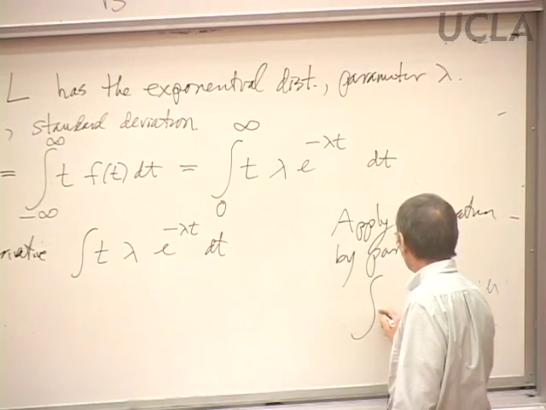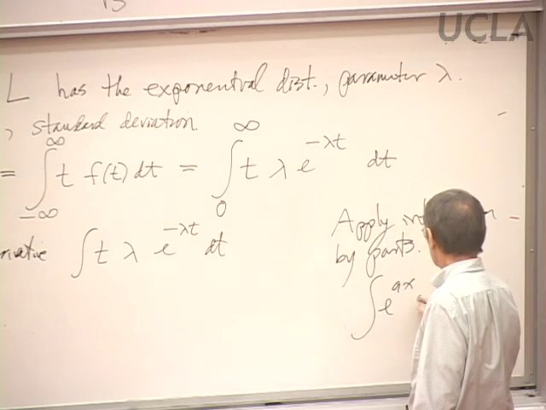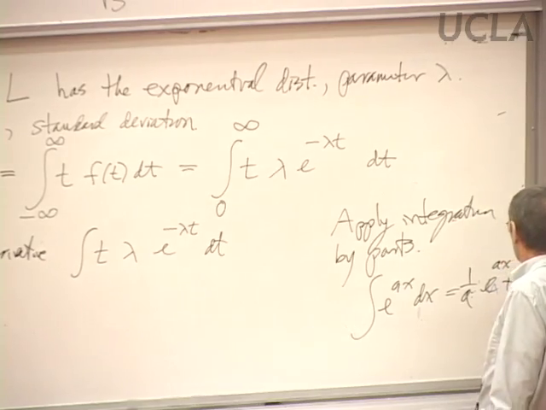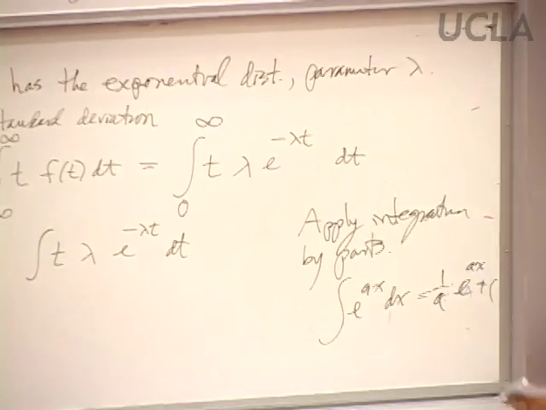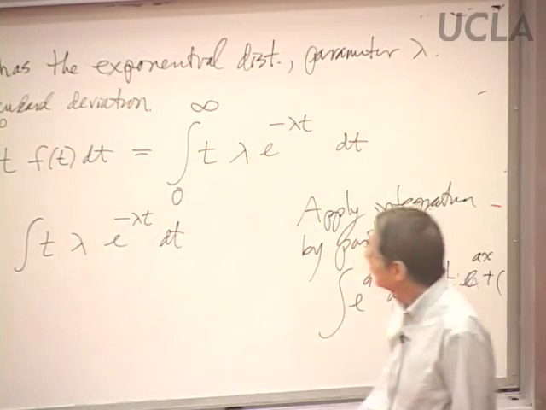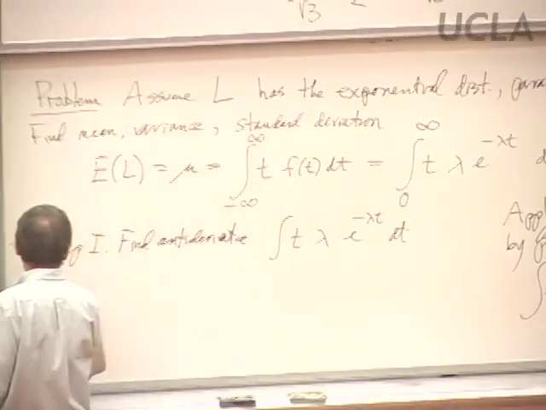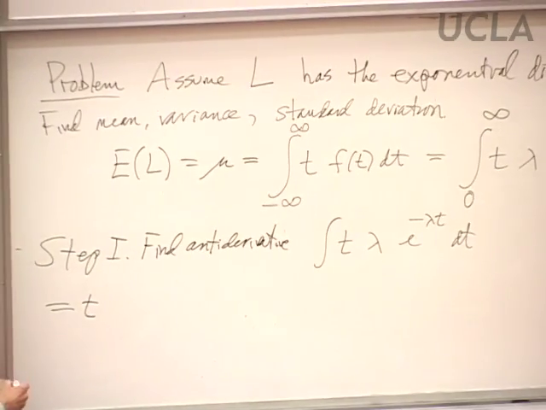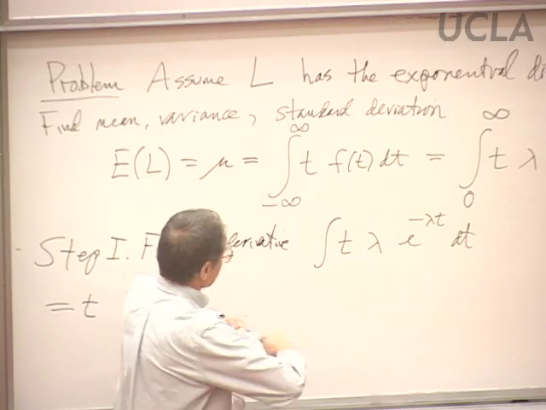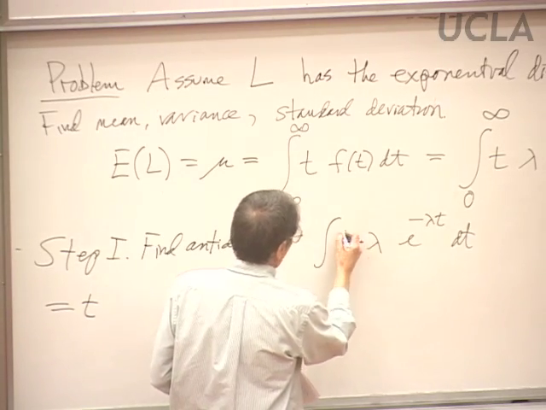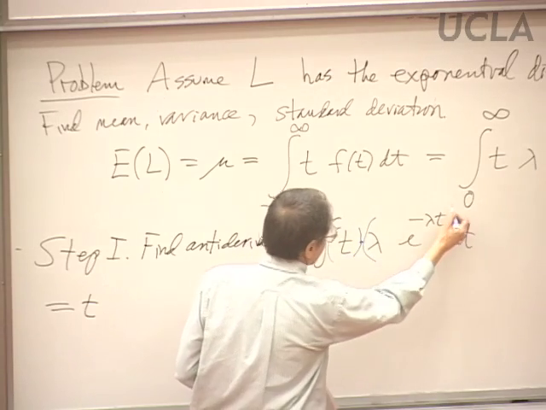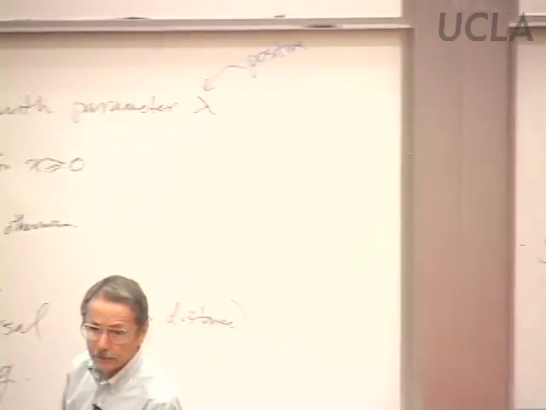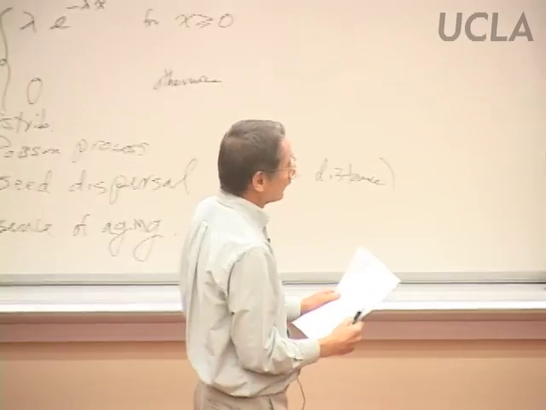Okay, so we know an antiderivative for e to the ax: 1 over a e to the ax plus c. We've said that before, and we need it again. So, t times... okay, so we're going to split the integrand here. We're going to integrate the thing on the right and differentiate away the thing on the left.